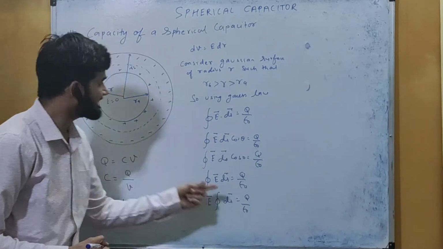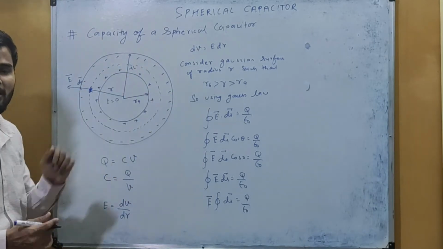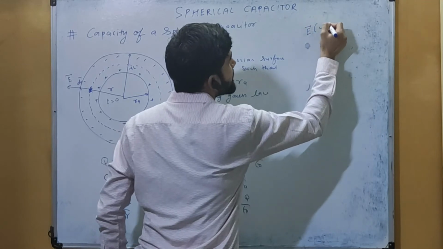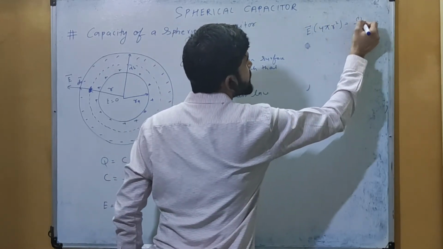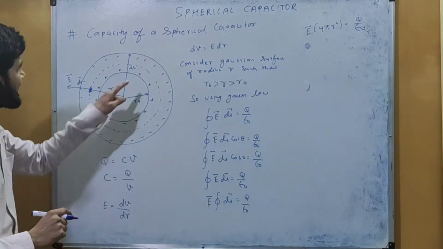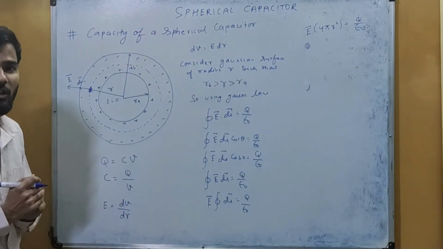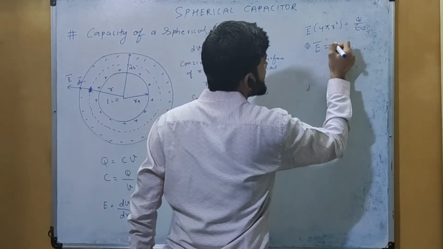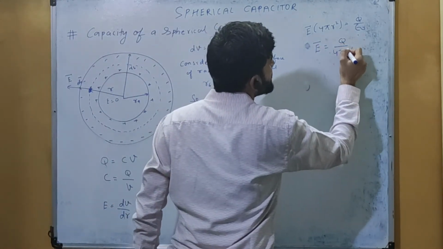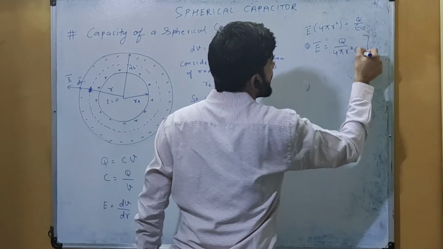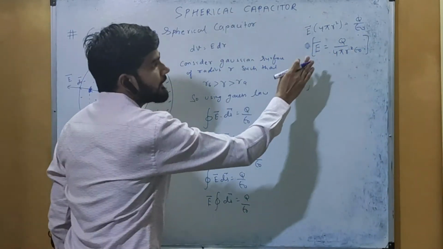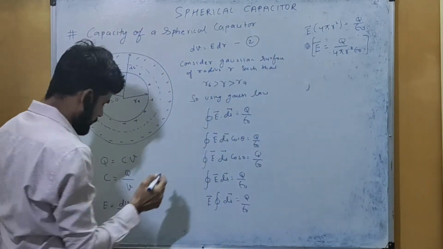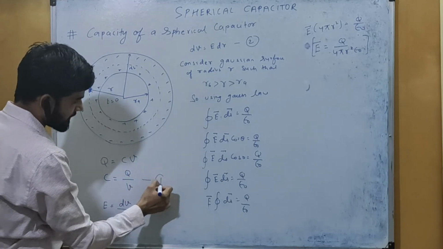Now this ds is the complete area of that Gaussian surface. So I can write E 4 pi r square is equal to q by epsilon naught. 4 pi r square is the total surface area for this Gaussian surface. Okay, so here I can write E is equal to q by 4 pi r square epsilon naught. This is the value of E. Now I will put the value of E in this equation. Let me give this as equation number 2 and this as equation number 1.